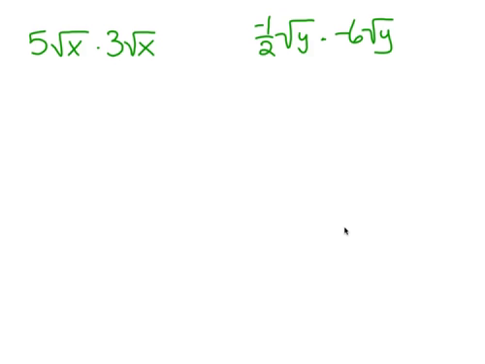The same process works when we're working with radicals that have variables on the inside. So I'll just multiply the outsides. That's 5 times 3 is 15. Square root of x times the square root of x just gives me x. I'll do the same thing over here. 1/2, negative 1/2 times negative 6 gives me a positive 3. And the square root of y times the square root of y just gives me y.